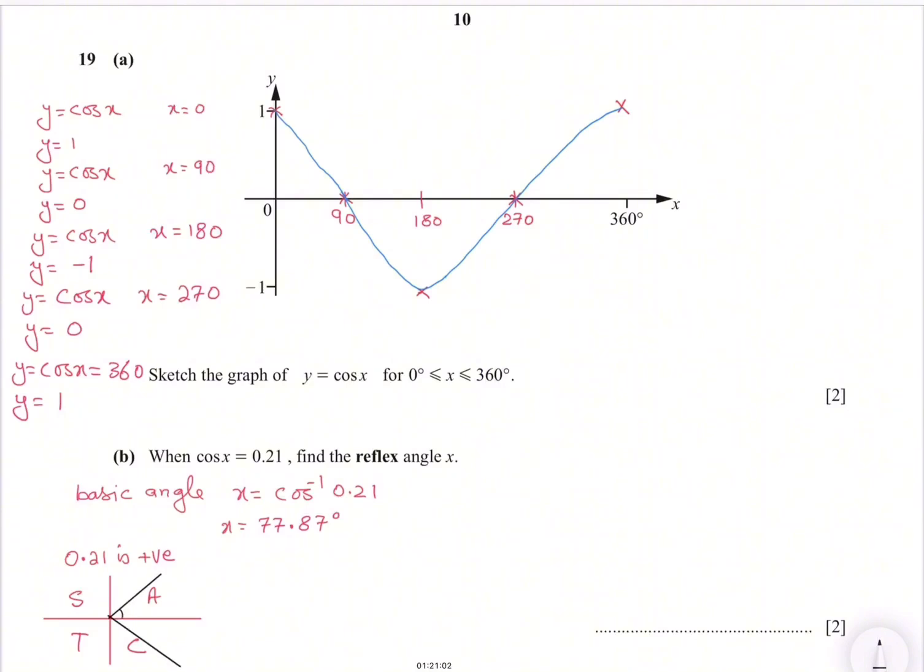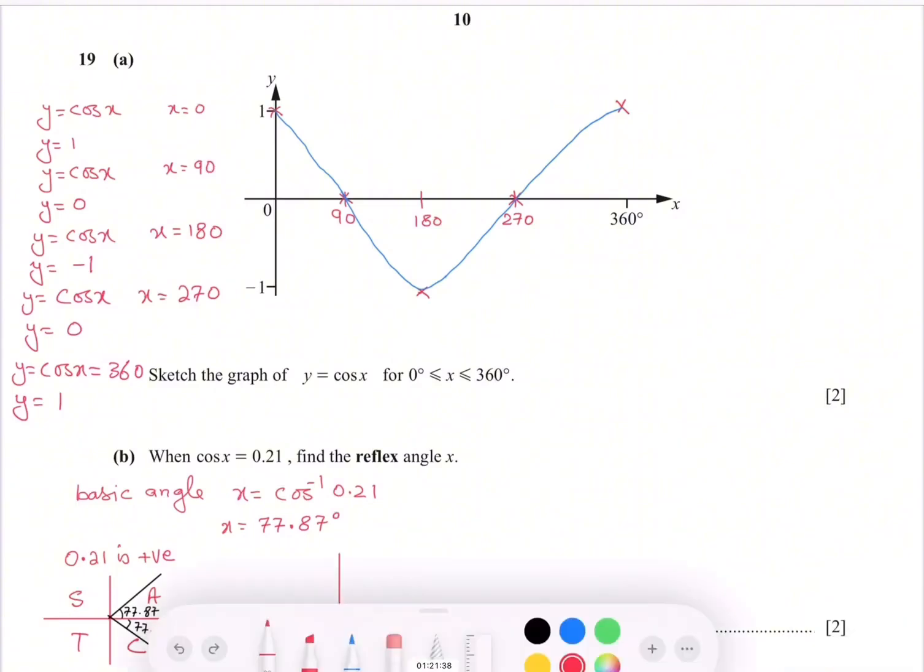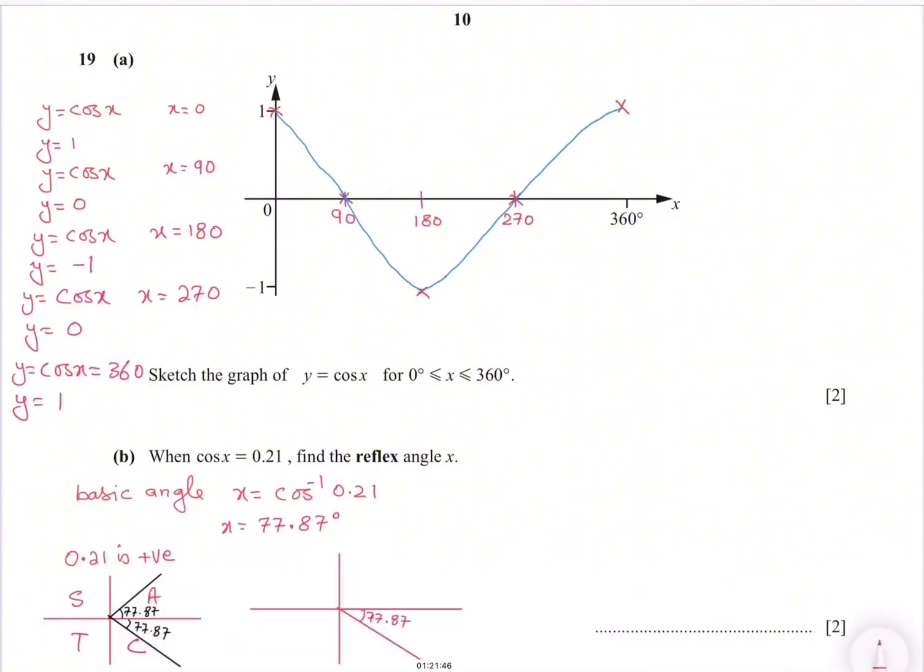So we have to look for, our basic angle is always made with the x-axis here. So the reflex angle would be found from here because we have to move anti-clockwise. And the reflex angle is all the angle other than the given basic angle. So this is marked with the blue pen. So this can be found by subtracting 77.87 from 360. So this is your answer.